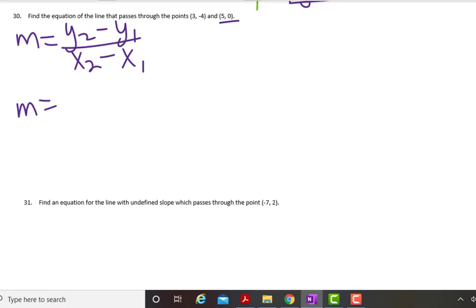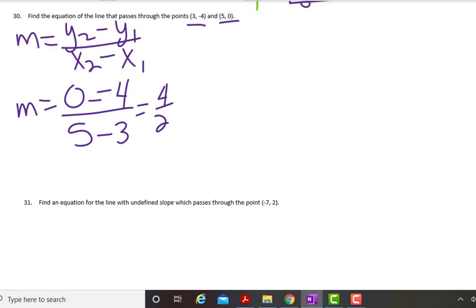be my x2, y2, and the first point be my x1, y1. It doesn't matter which is which. So you could actually switch them around, meaning which point is x1, y1, and x2, y2. So feeding the information in, I'm going to have 0 minus a -4 divided by 5 minus 3. 4 divided by 2 gives me a 2. Now it's at this point that because I know my slope is equal to 2, that I can use either method in finding the equation for the line.